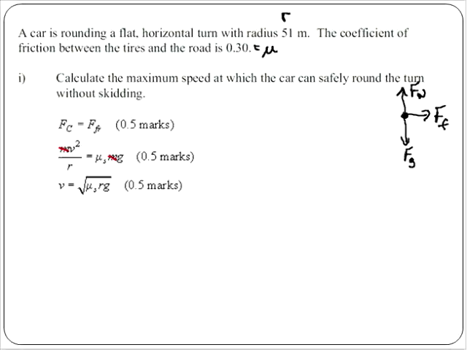V equals mu rg. Now, I like to write that this way. Just watch. And this will give you a real easy way to remember this. V equals the square root of r mu g. Now that looks like the square root of rug. And if you keep thinking that in your head, you'll never forget that. V is the square root of rug.